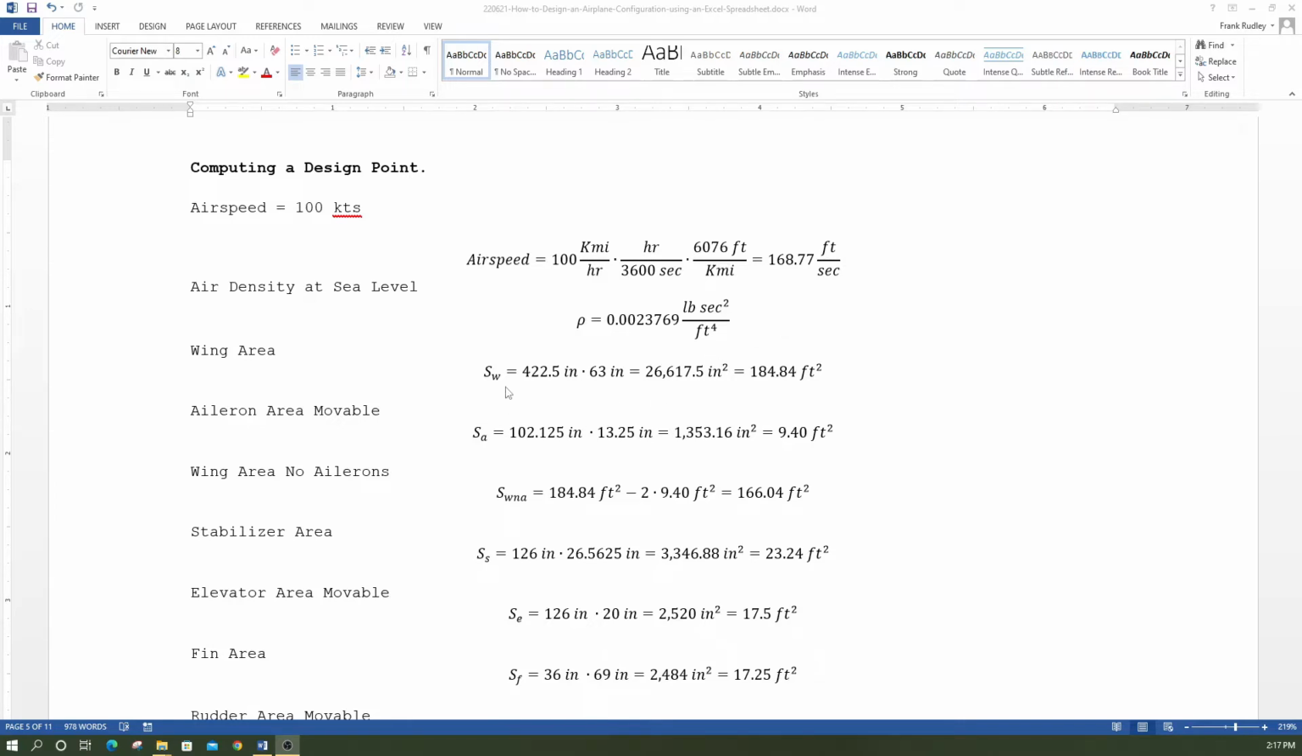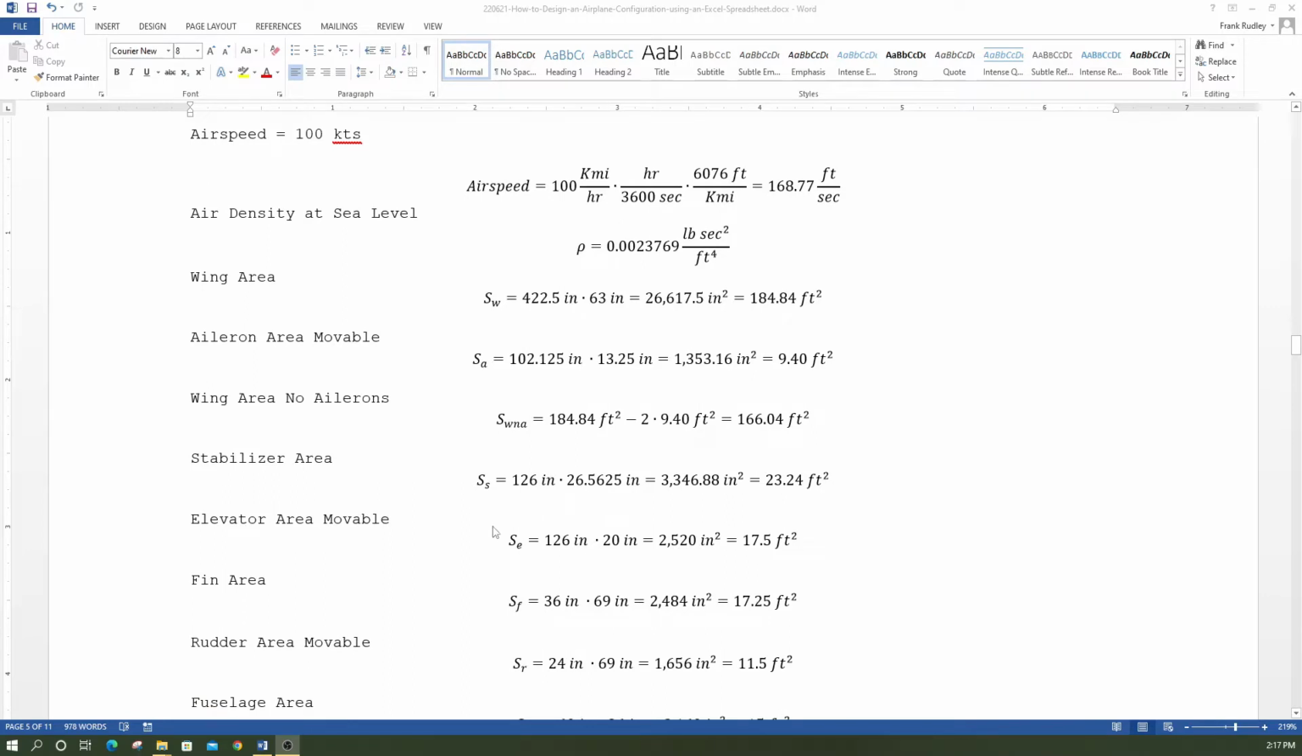So we're going to compute our wing area for the Piper Cub, and this is our wing area. And we have the movable ailerons. For a single one, we need to get the area of that. So that's 9.4 square feet. So we can compute the stabilizer. So this is the stabilizer area, and then we also wanted to get the wing area with no ailerons. So we subtract 2 times 9.4 off of the total area, and we get a reduced area there.